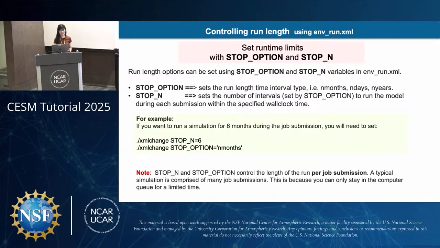But one thing to note is that stop option and stop n control the length of the run for each job submission. So if you imagine you want to run a very long simulation of 100 years, but because we can only sit in the HPC job queue for a limited time, in the case of Derecho, it's 12 hours, you couldn't really finish this 100-year simulation in one job submission, right? So you have to divide this long run into smaller pieces and submit one job at a time. Just know that stop option and stop n control each job submission.